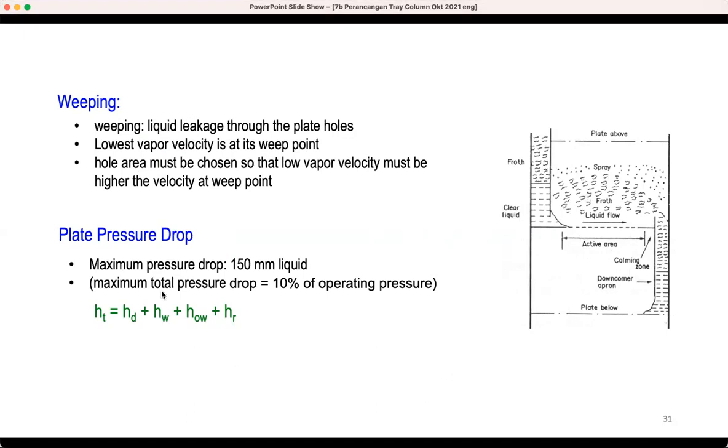The second one is called the pressure drop. The maximum pressure drop per plate is 150 millimeter liquid, and the maximum total pressure drop should be a maximum of 10% of operating pressure. There are a number of pressure drops incorporated in the tray, where the total pressure drop would be the pressure drop of the downcomer plus the pressure drop of the weir, the overweir, and also the pressure drop of the residence time.